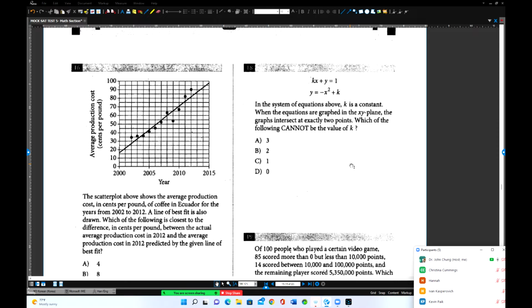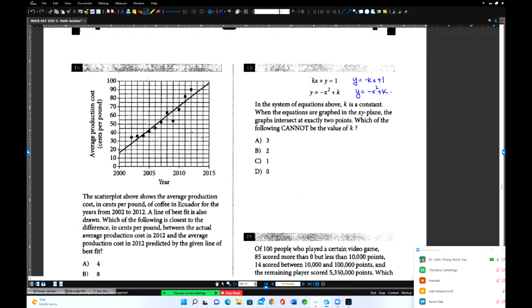Okay, number 18. In the system of equations above, k is a constant, and when the equations are graphed in the xy-plane, the graphs intersect at exactly 2 points. Which of the following cannot be the value of k? Okay, they need 2 points. Can you make a graph here? That is an easy way, I think. y equals negative k x plus 1. The other, y equals negative x squared plus k. Okay.